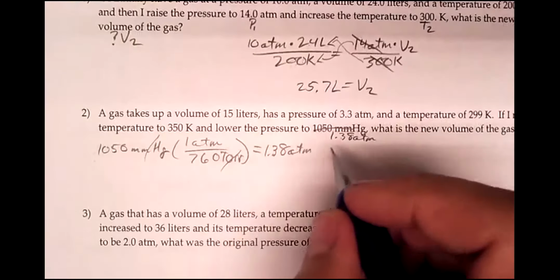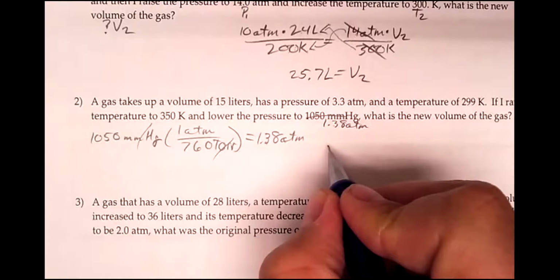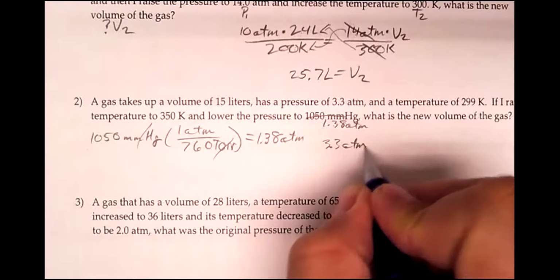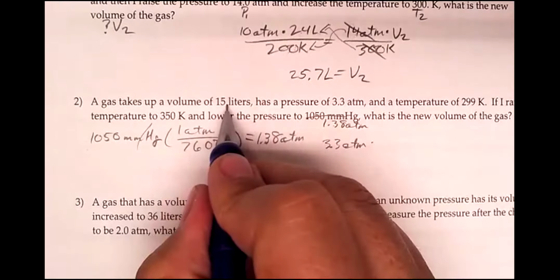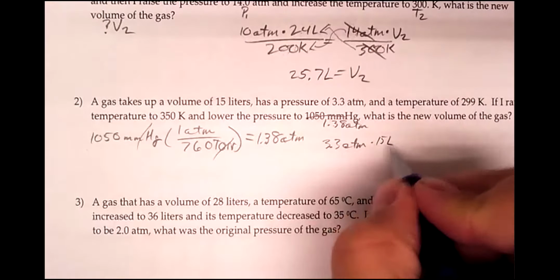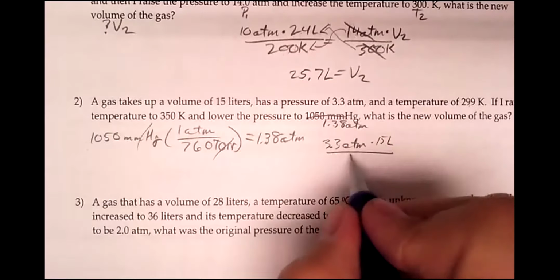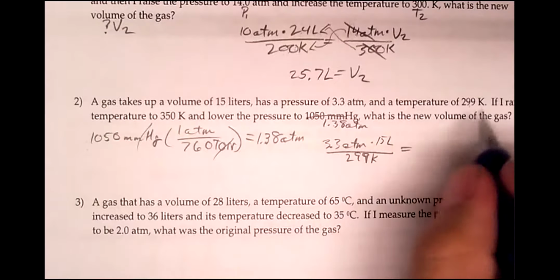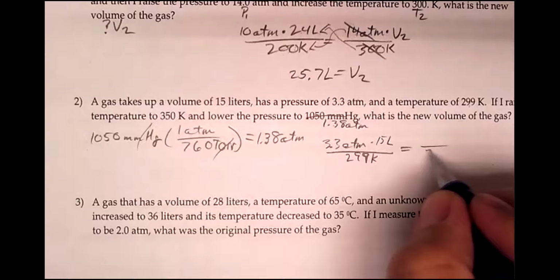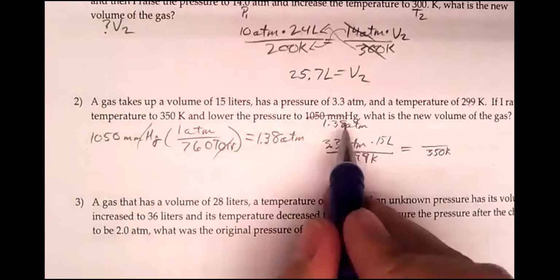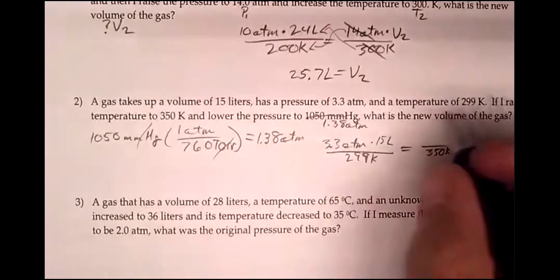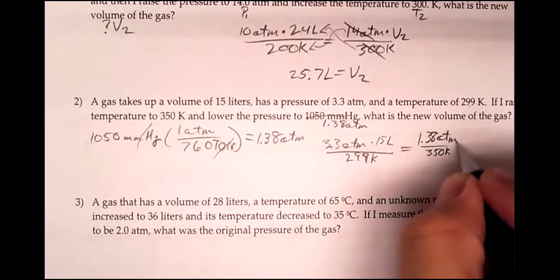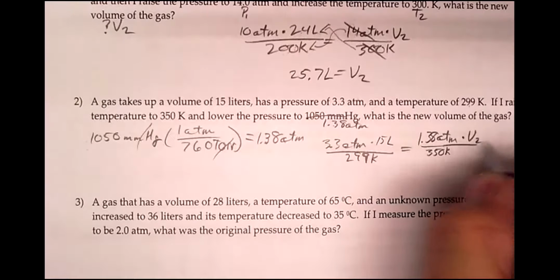So can you assemble number 1? Well, the first pressure was 3.3 atmospheres. The first volume was 15 liters. The first temperature was 299 Kelvin. Then things changed. The second temperature was 350 Kelvin. And since I converted this, the second pressure was 1.38 atmospheres. What's the new volume? I don't know.